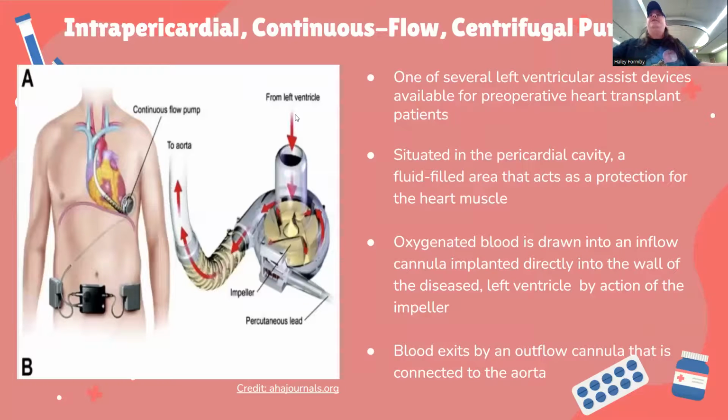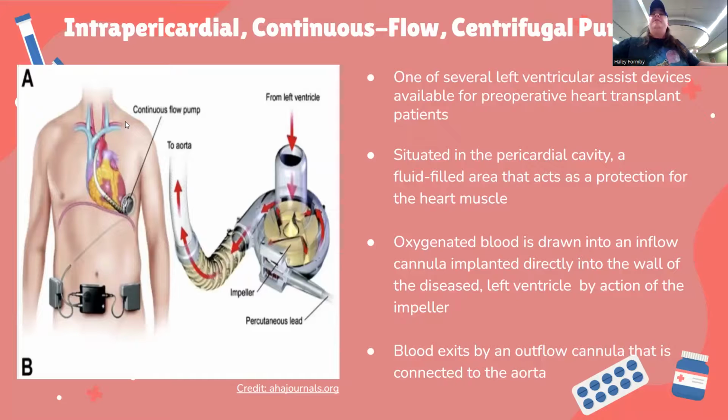One specific type of centrifugal heart pump is an intrapericardial continuous flow centrifugal pump. This device is surgically implanted into the pericardial cavity, and that's a fluid-filled area that's located between the tough outer protective layer of the pericardium and the heart itself. Attached to this port is an inflow cannula. Here's the inflow port. The cannula is not here. The inflow port is extended through the heart muscle layer and into the ventricle itself.